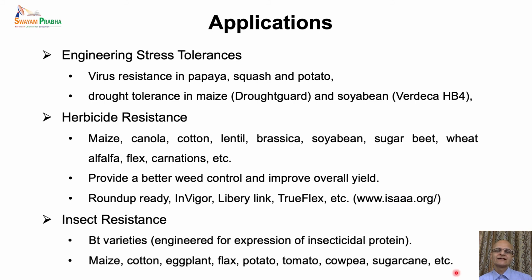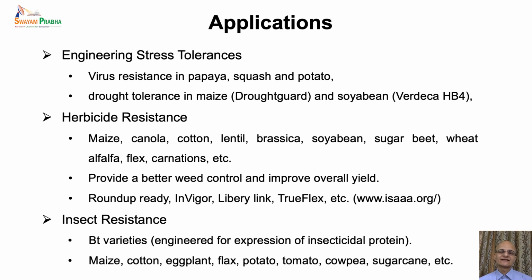Next is insect resistance. Here, Bt varieties are very popular. Basically, in these plants, new genes have been introduced that code for insecticidal proteins. These proteins are present in soil microbes, and they have been used safely for over 4 to 5 decades, organically, to protect plants from harmful insects.